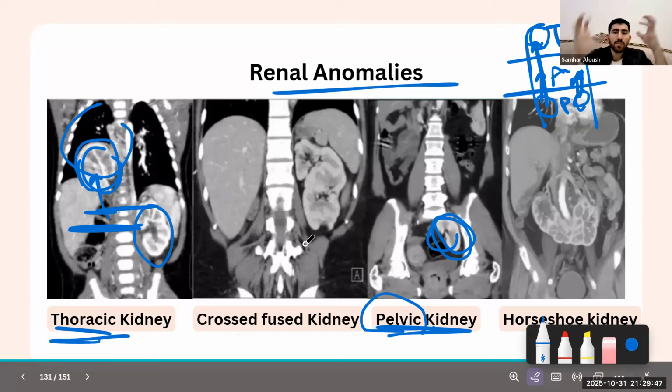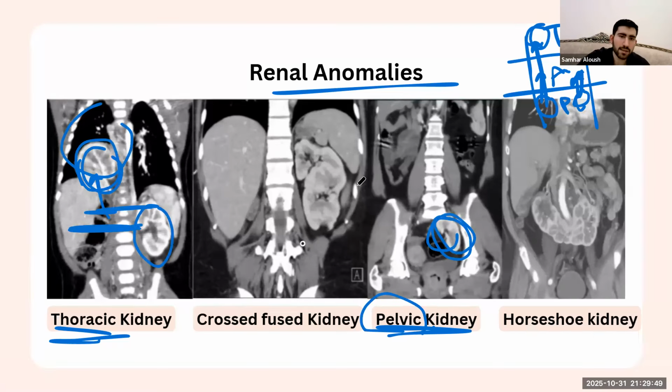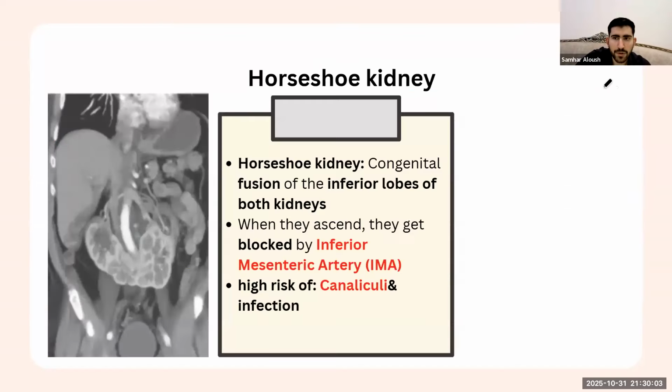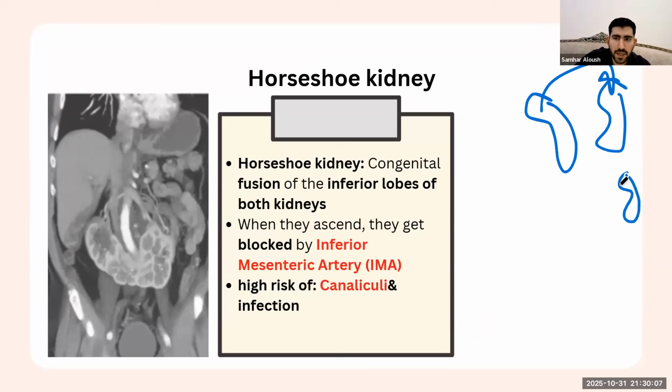Okay? Then the kidneys may fuse. If they fused at one side, like here, both of them, left and right, are on the left side only, that's called crossed fused kidney. If only the inferior lobes of the kidneys are fused, that's called horseshoe kidney. So here we have two kidneys. If both kidneys appear to be on the same side, fused, that's crossed fused. If both fuse just from the inferior lobe, so it's like a crescent shape, that's horseshoe kidney.